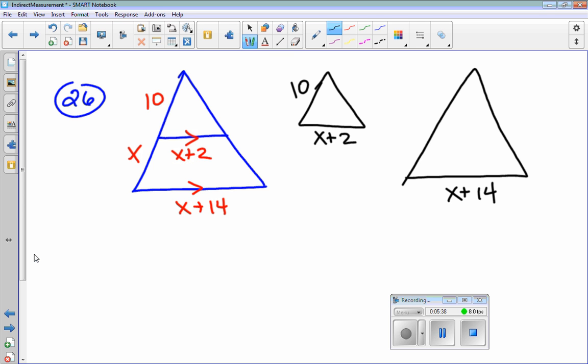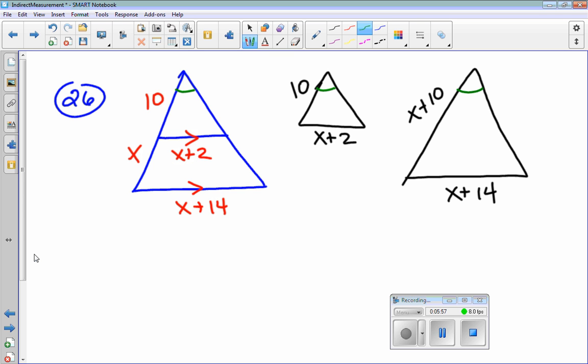x plus 10, or 10 plus x, however you want to say that. So x plus 10, you're adding those, right? Well, are these triangles similar? What angle do they both share? Don't they both share that top angle? So we can mark that on both of the pictures.